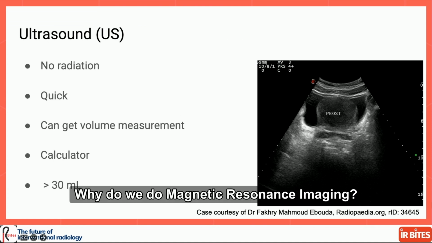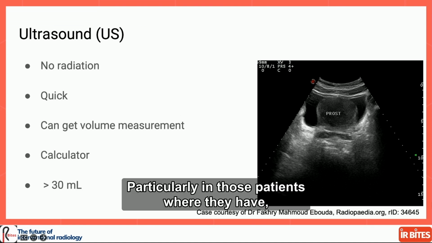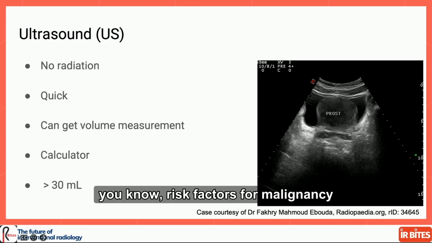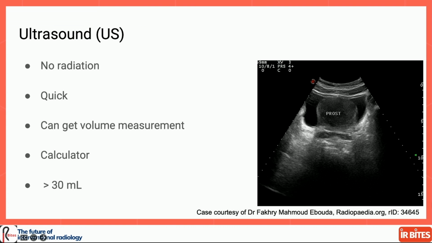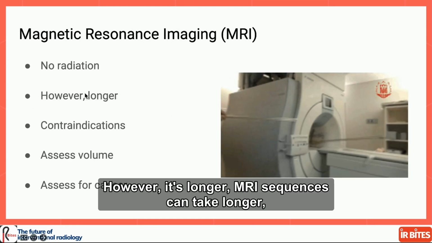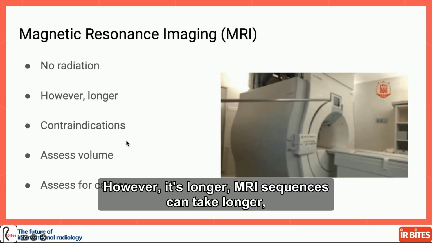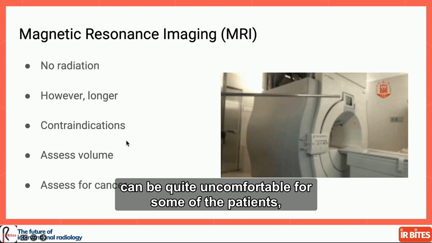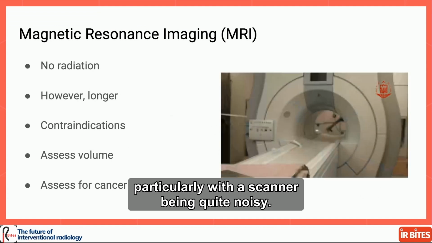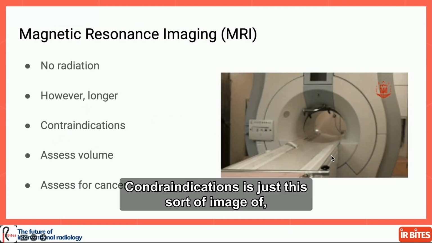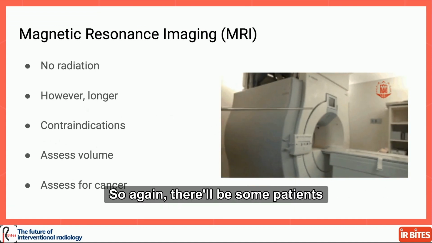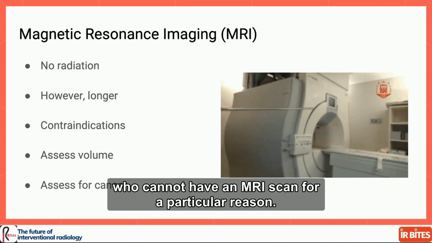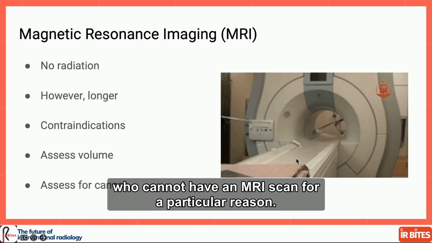Why do we do MRI? Well, it's to further evaluate, particularly in those patients who have risk factors for malignancy, where you want to rule out cancer. It's a better investigation. It doesn't have any radiation. However, it's longer. MRI sequences can take longer, and can be quite uncomfortable for some of the patients, particularly with the scanner being quite noisy. Contraindications: this image of putting metal by a magnet doesn't work. So again, there'll be some patients who cannot have an MRI scan for a particular reason.